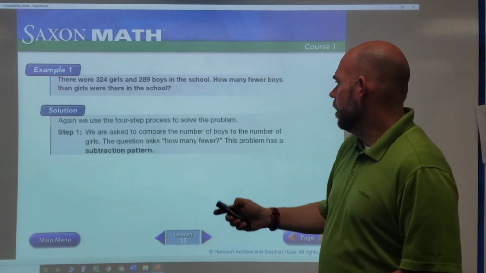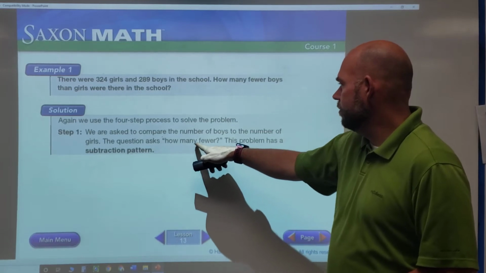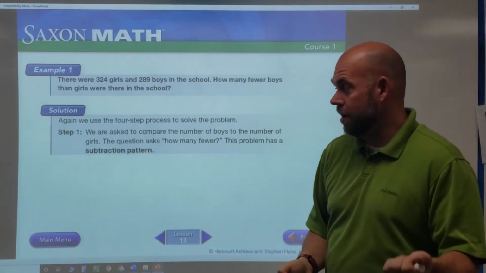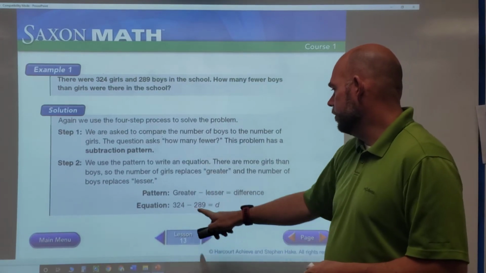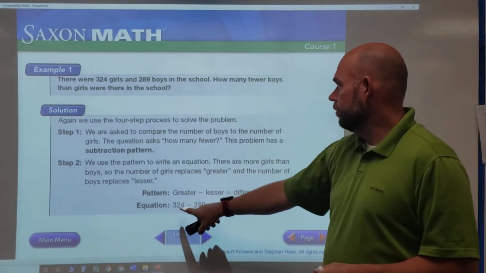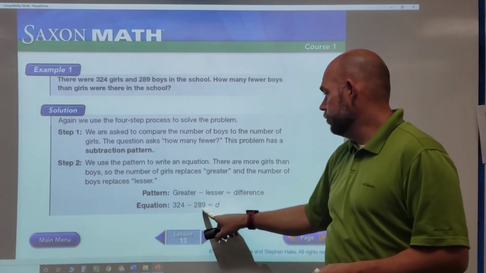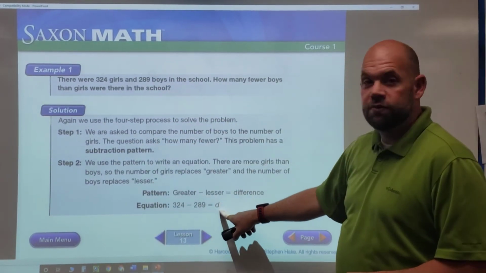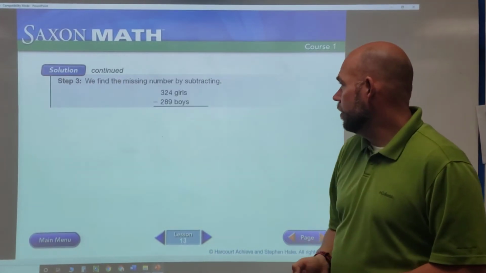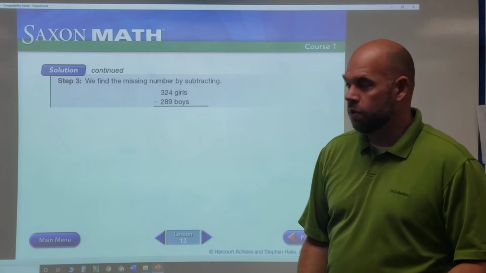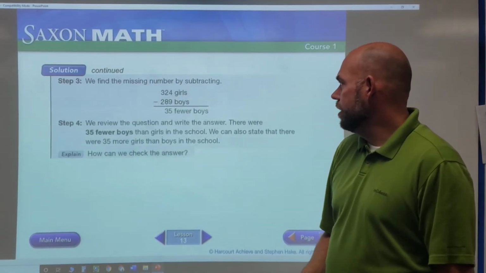So we take our four-step process. First, we're comparing the number of boys, how many fewer, so we know this is a subtraction problem. In step 2, we use the pattern to write an equation, the greater and the lesser. The greater is the girls, 324, minus the lesser, the boys, 289, and then we're going to solve for the difference. So that's the important thing here, we're looking for a difference. All right, so we just set this up now as an equation: 324 girls minus 289 boys.